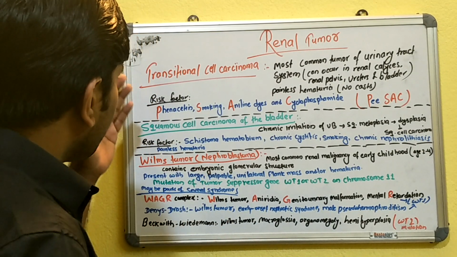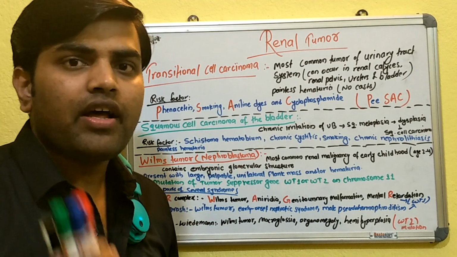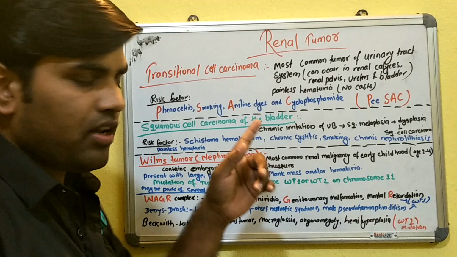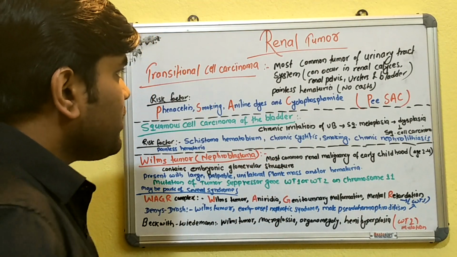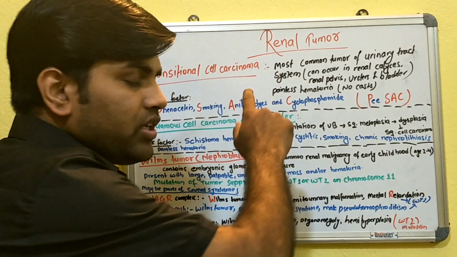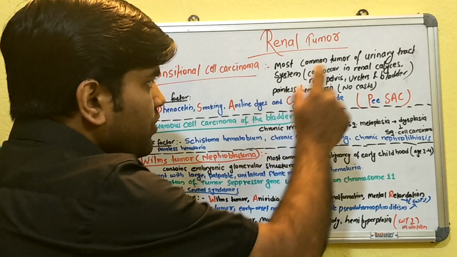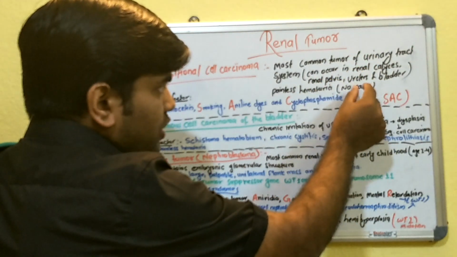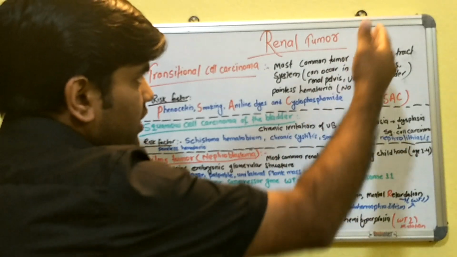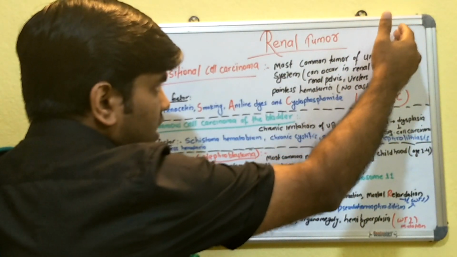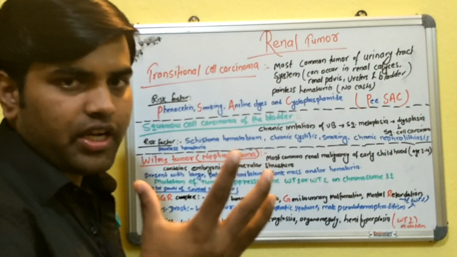Now about transitional cell carcinoma, we know that our urinary tract system is lined with transitional cells. The lining epithelium is known as the transitional cell, and this is the most common tumor of your urinary tract system, and it occurs in the renal calyx, pelvis, ureter and bladder. So when we talk about the kidney, there is the minor calyx, major calyx, then renal pelvis, ureter, urinary bladder and urethra.